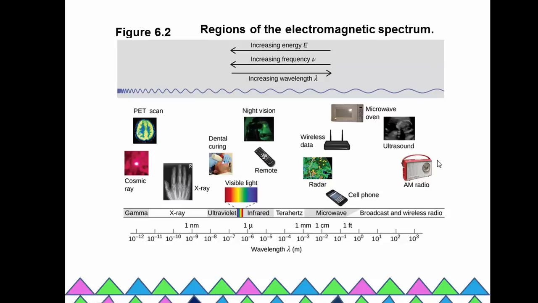On the end here, we have radio, ultrasounds, microwaves. Visible light is up here, and higher in energy than visible light are the UV lamps that are used in your dental office. I was actually just there today, unfortunately. X-rays are even higher frequency, along with cosmic rays and PET scans. So there's lots of different types of electromagnetic radiation.